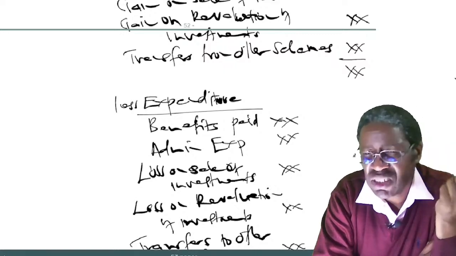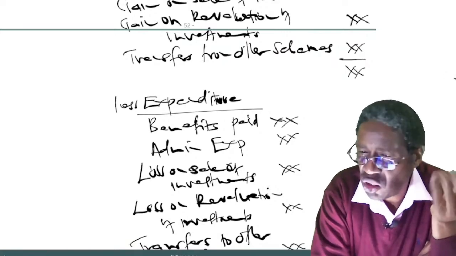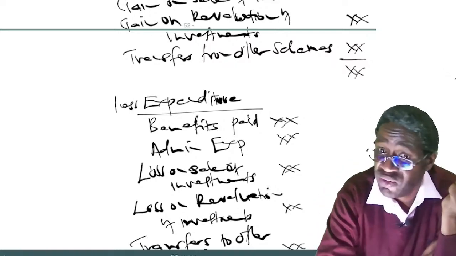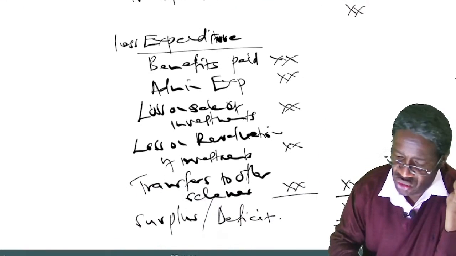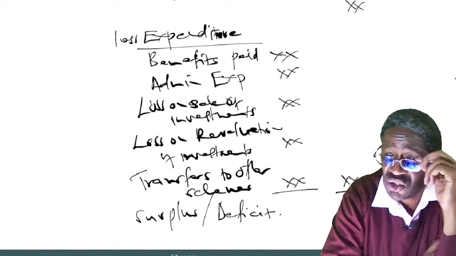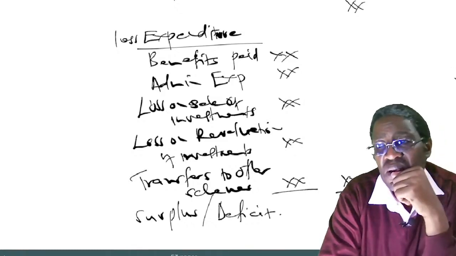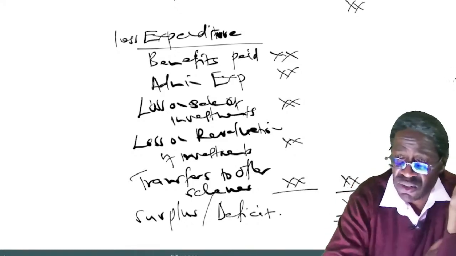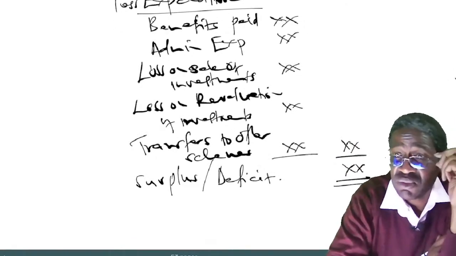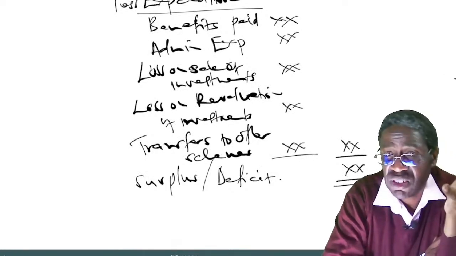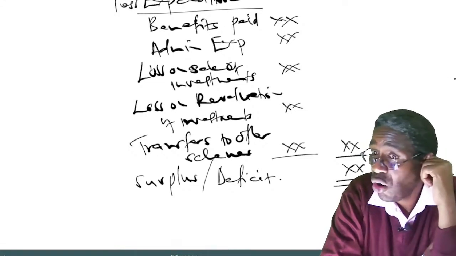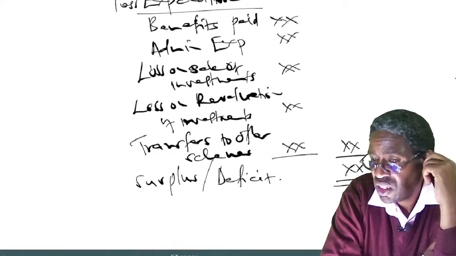Next could be admin expenses. Next could be loss on sale of investments. Next could be loss on revaluation of investments. Next could be transfers to other schemes. Then you get the totals. Once you get the totals, you compare that with the total income, and the difference is either a surplus or a deficit. Good.